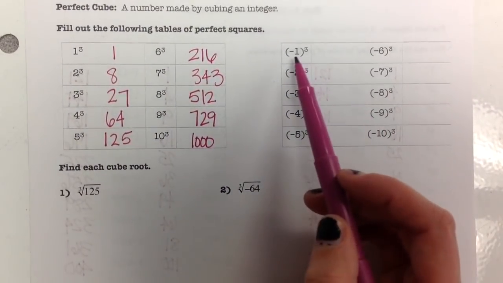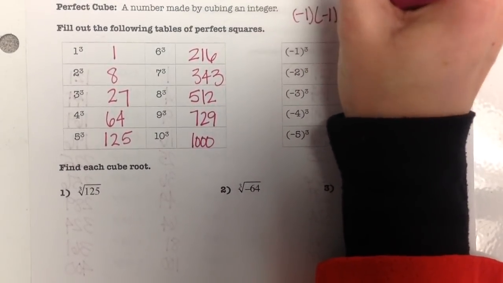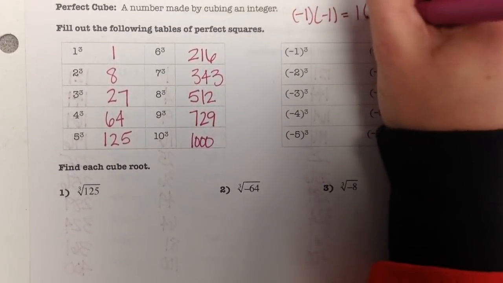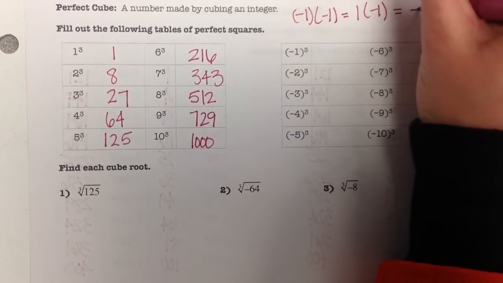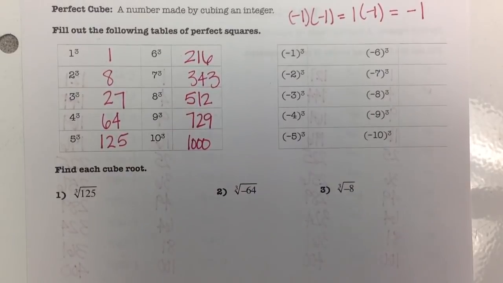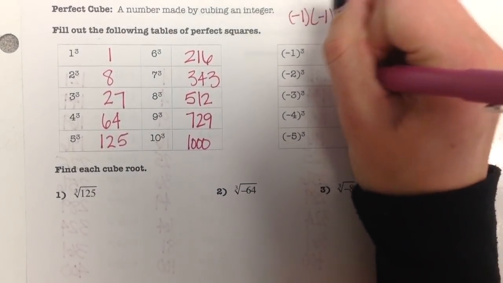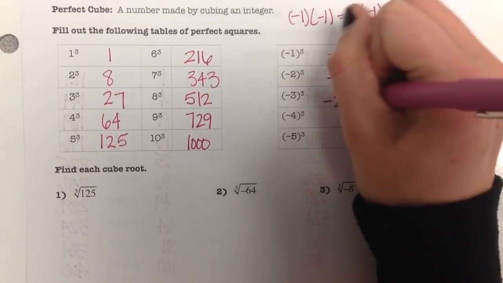This time, when we've got a negative, well, if you think about it, negative 1 times negative 1 would equal positive 1, and when we multiply that by a negative again, that's going to give you a negative result. So when you're cubing a negative number, it will have a negative value. So all of these are going to be the same, except they are negatives.